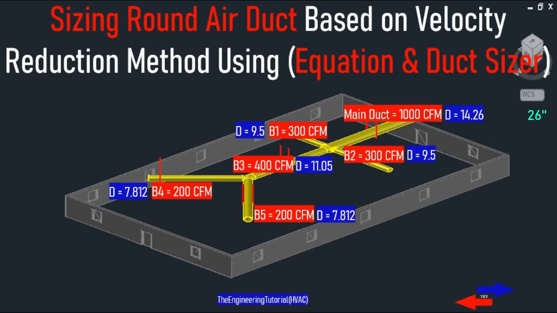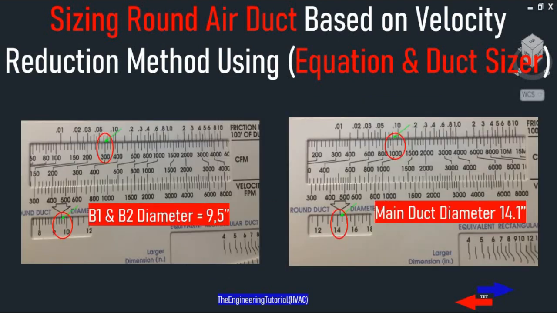As you can see, these are all the required sizes that we have just calculated: 14.26 inches for the main duct, 9.5 for B1 and B2, 11.05 for B3, and 7.812 for B4 and B5. If you compare these sizes with the ductsizer result, it gives us the same result. On the ductsizer, we just sized with the velocity reduction method.